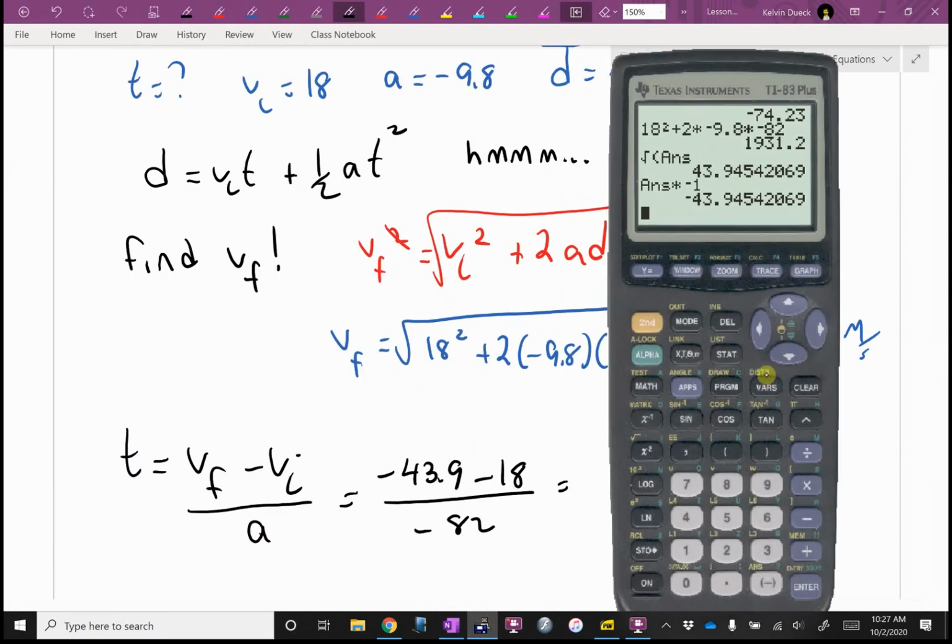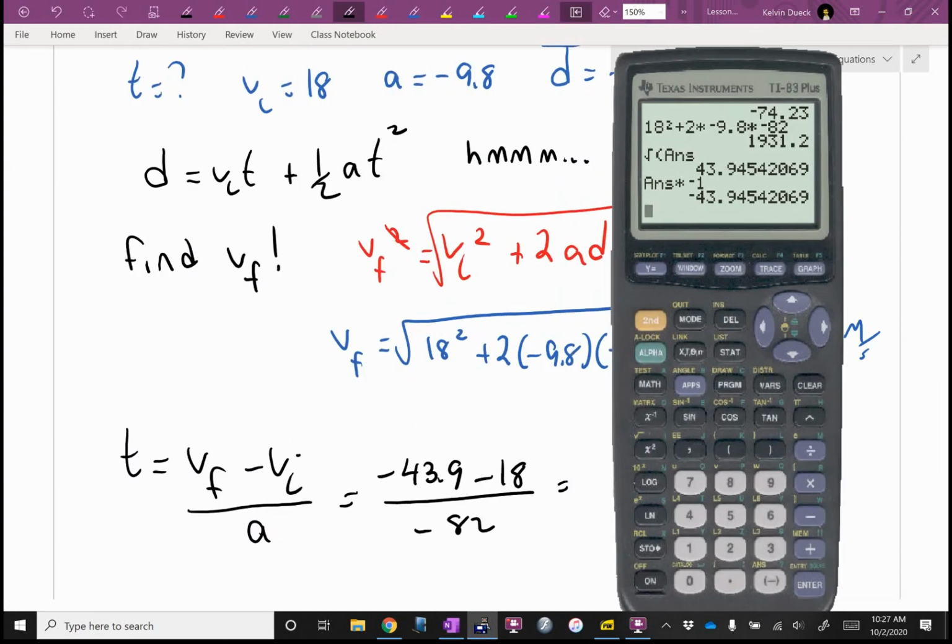And the nice thing is, grade 12s, if you use your answer button all the way through this method, you'll actually get exactly the same answer as the quadratic formula to an infinite number of sig figs. It'll be bang on. So, answer button, minus 18 divided by negative 9.8. 6.32 seconds.